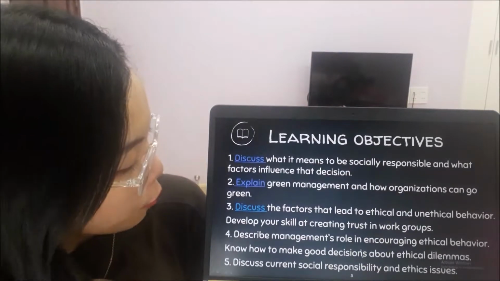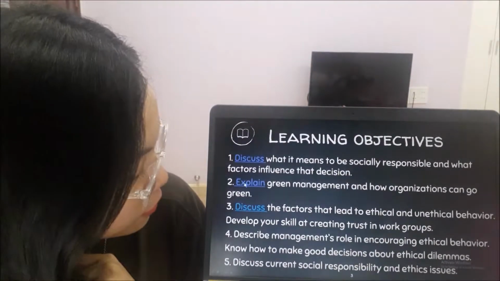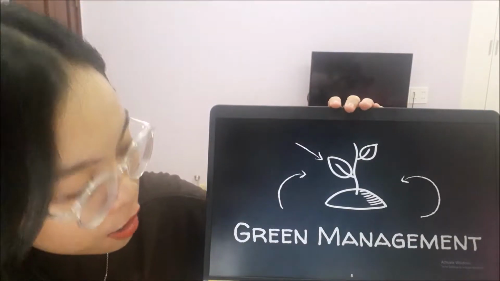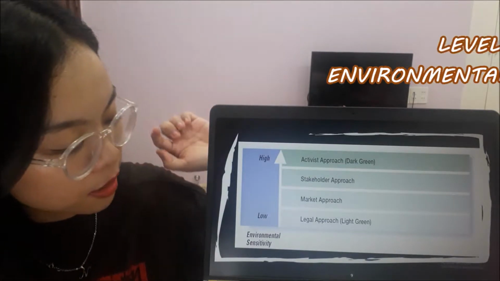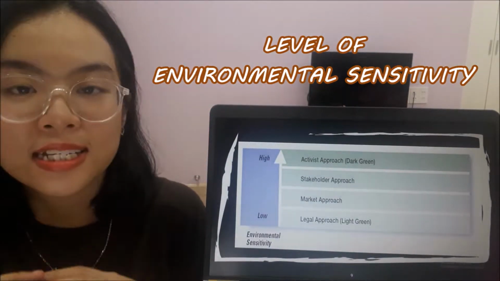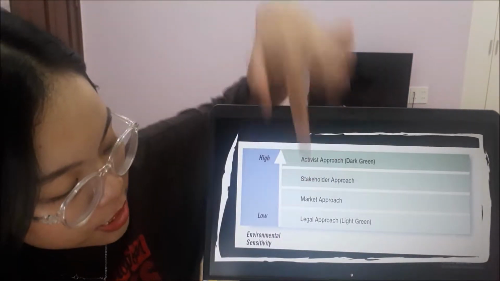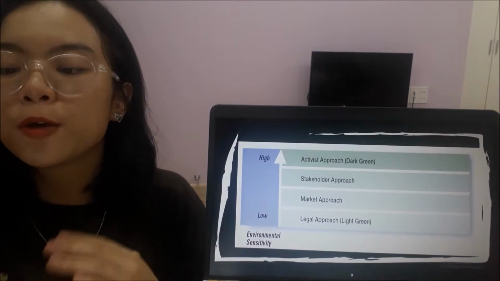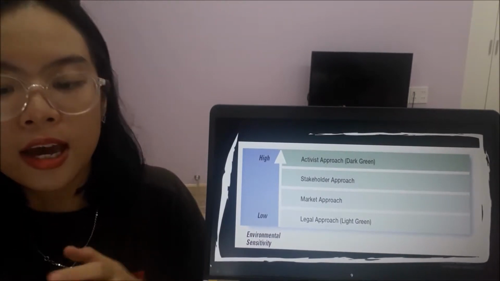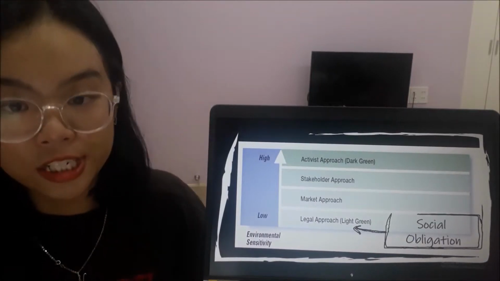To move on, we will explain green management and how organizations go green. This is green management, and this is the level of environmental sensitivity. The first approach, the legal approach or the light green, is simply doing what is required legally, and this approach illustrates social obligations.